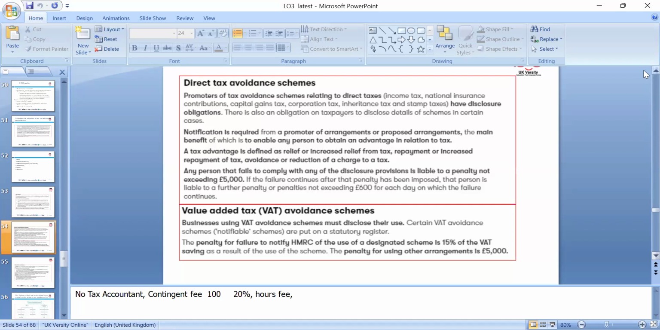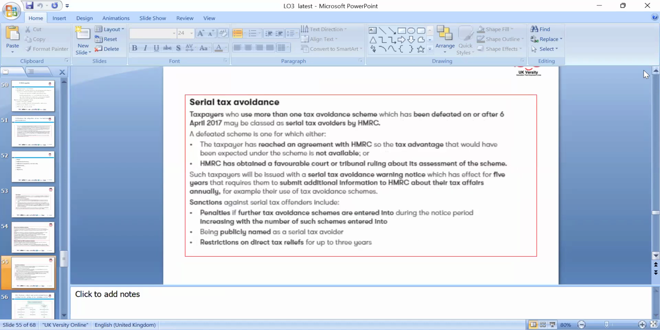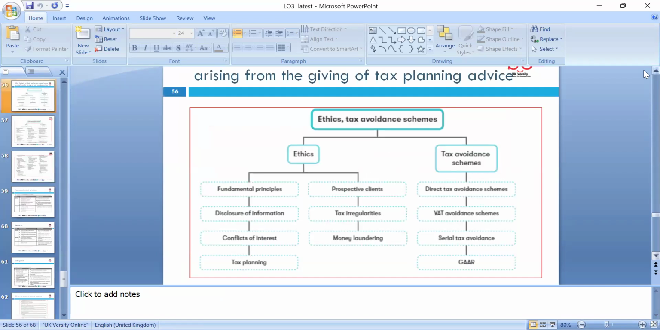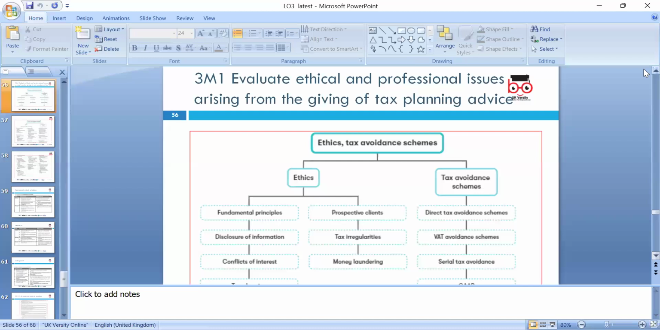So value added tax, we know the scheme. We have to look around whether the scheme is cash accounting or whichever, and it can lead to penalties. Serial tax avoidance, we have to look around these in terms of. So ultimately, we can add examples like what the consequences can be if we do not follow.